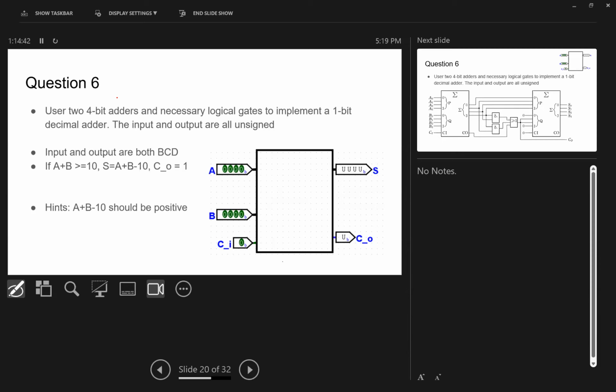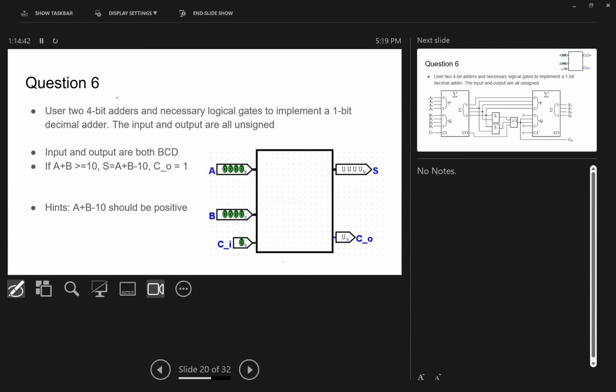But for D2 and D1, if either of them is 1, then we can say A plus B is larger than or equal to 1. But it must be larger than or equal to 10, right? When D3 is equal to 1 and D2 is equal to 1, the minimal number it represents is 12. So we can say it is larger than 10. And when D3 is equal to 1 and D1 is equal to 1, the minimal number it represents is just 10, right? So we can also say the summation result is larger than or equal to 10.